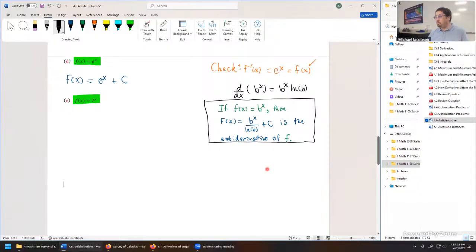Okay, well, we haven't solved the problem yet, right? We just wrote down the formula. So here's our base 7 exponential. The claim is then that the antiderivative f of x should just be 7 to the power of x divided by the natural log of 7 plus a constant. But we need to check that out.